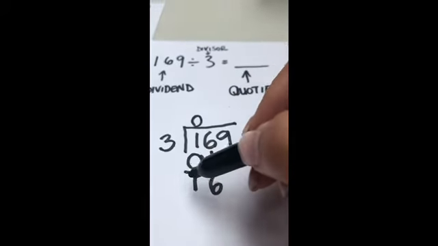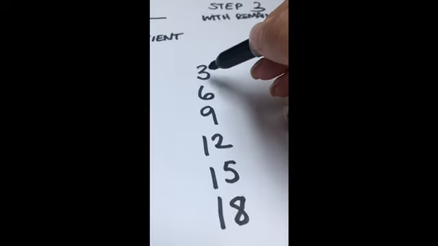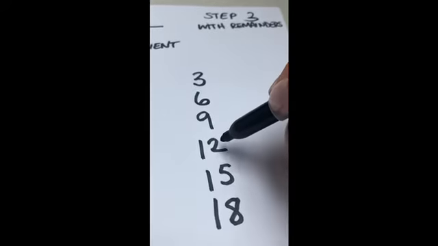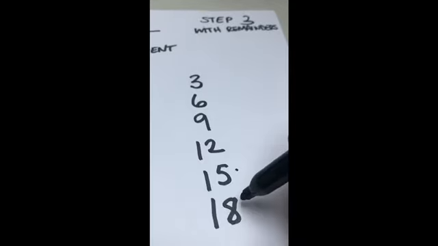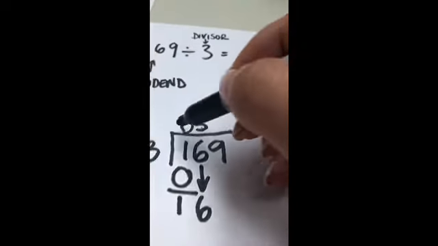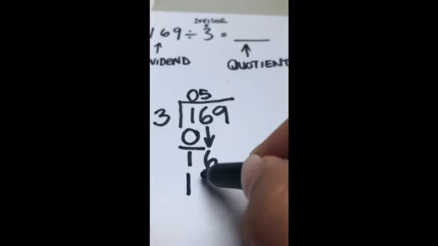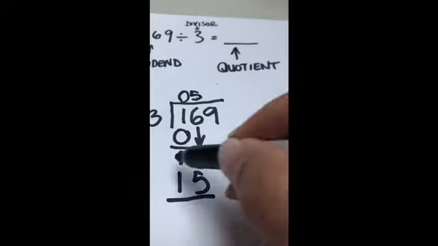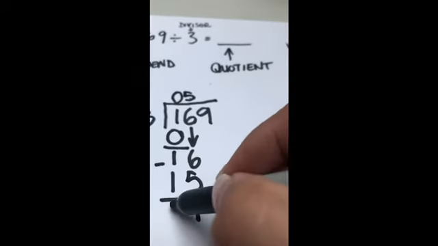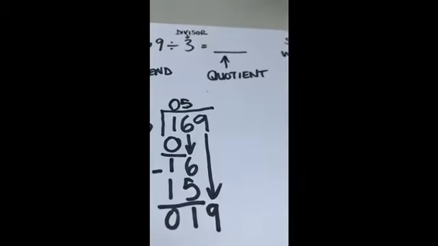So now we're doing 3. How many 3s go into 16? And we can go down to here. 1, 2, 3, 4, 5. We know we can't go to 18 because it's too big. So our 5 comes over here, which is 3 times 5 is 15. And then we have to do our subtraction. And then we bring down our last number. So we know we're nearly there.